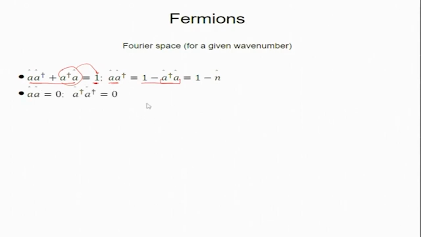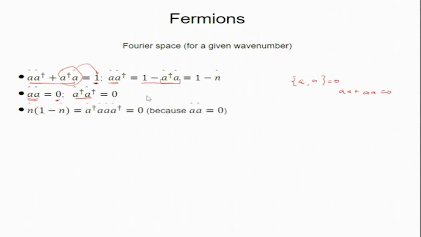Now, we know that A squared is 0, right. A anti-commutes with itself, so A A plus A A is 0. That means A squared is 0, and similarly A dagger squared is 0. But the product of two operators, a creation and a destruction operator, is not 0. Now, I am just going to look at this operator n times 1 minus n hat.